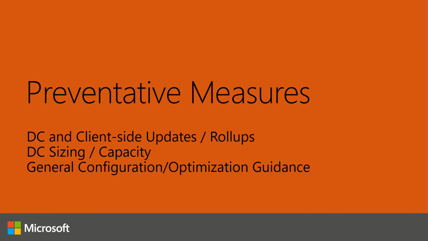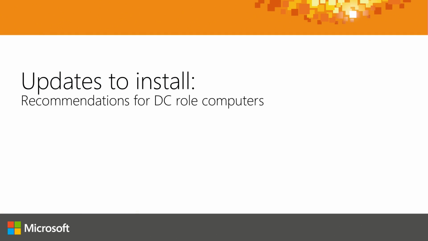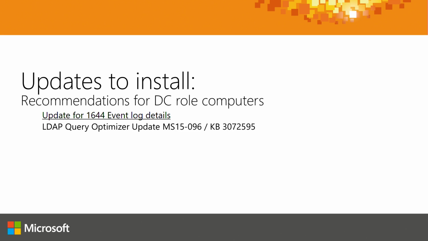So we'll look at DC and client-side updates, DC sizing and capacity, and general configuration optimization guidance. So here are the updates that I would recommend to install on DC role computers. There's an update to add that additional level of detail to those event 1644s that was backported to Windows Server 2008, 2008 R2, and 2012. It's included by default in Server 2012 R2 and later.